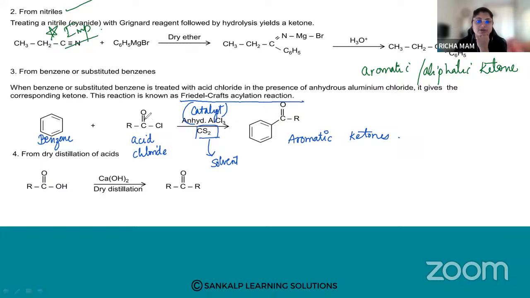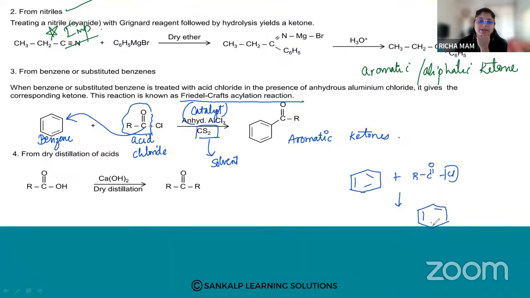So this group is introduced here in the product. You have benzene and you have C double bond O Cl. In the presence of this, what are you going to get? Benzene and C double bond O R. So this is your acetyl group. The acetyl group is introduced here, so you get an aceto derivative.